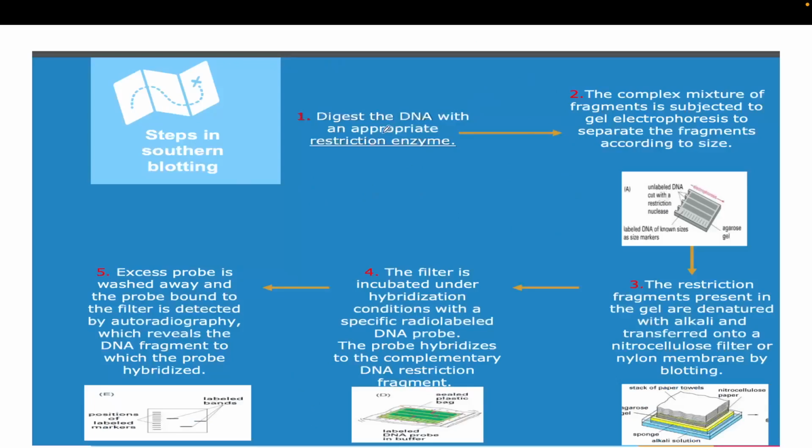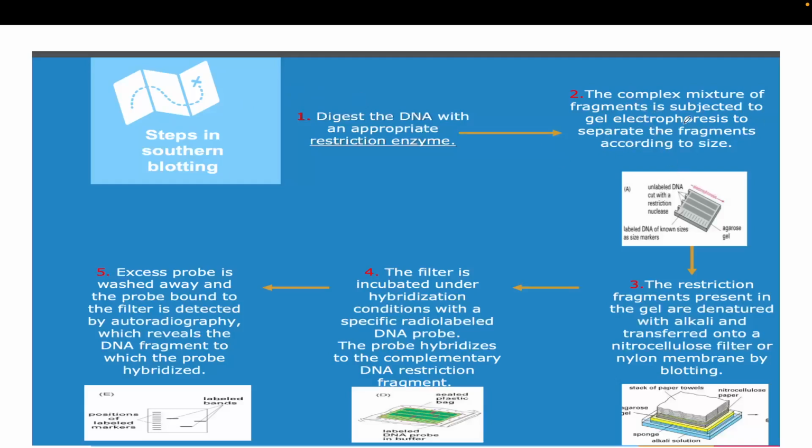Okay, so firstly what you have to do is, suppose you have a complete genome. You just want to know whether your target sequence is present in this complete genome or not. So for that, you will perform restriction digestion of this DNA with an appropriate restriction enzyme. Firstly you will chop this DNA into small pieces, and based on the length, it will migrate onto the gel.